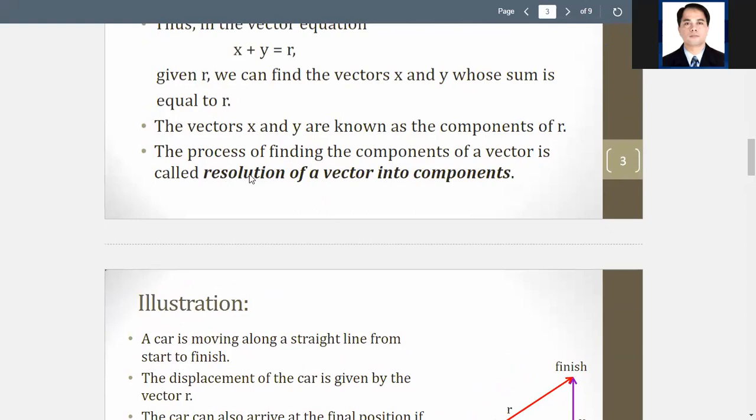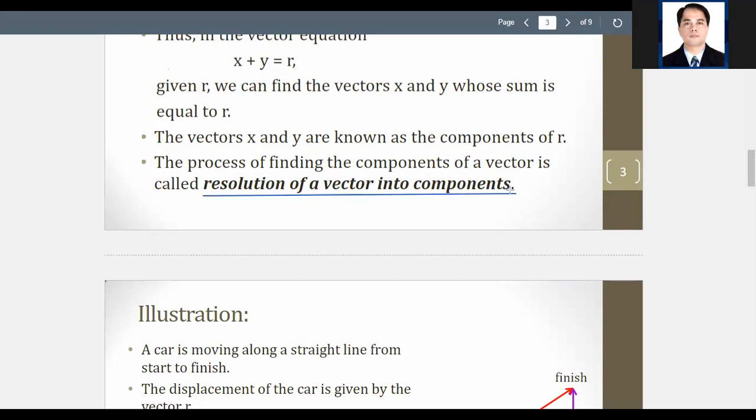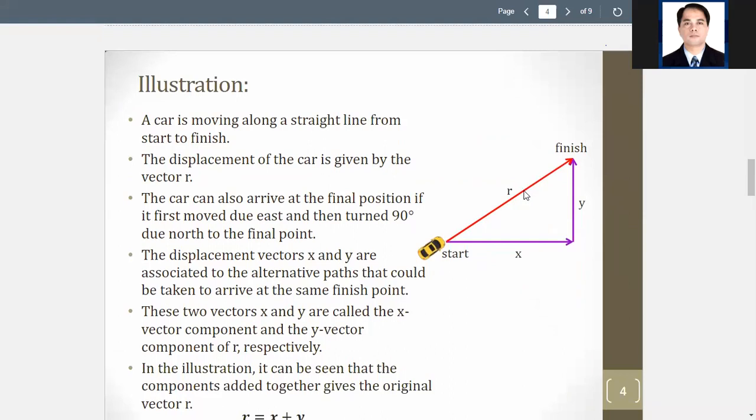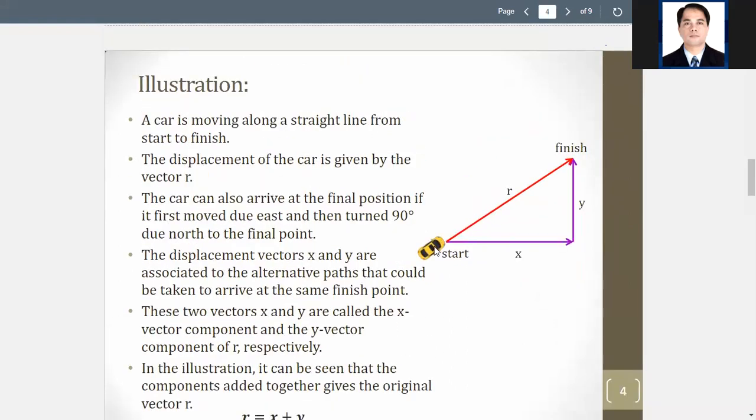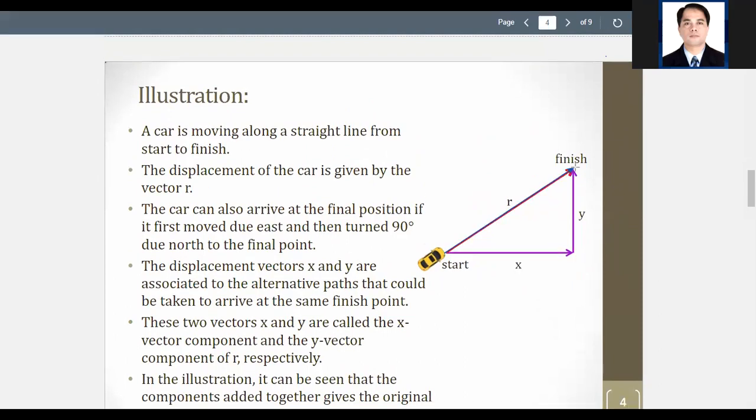So let's have this in mind: the resolution of a vector or a force or a resolution of a displacement. Let's tackle an illustration here. We have a specific example probably. This is a car that is moving along a straight line. Probably this is the direction of the car. The car is going in that direction. The blue line here that I just drew indicates the direction of the car.